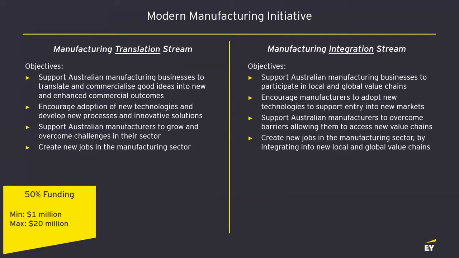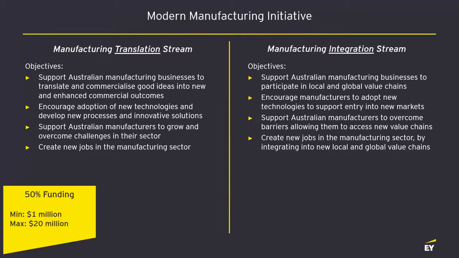So on that note, the 2 key streams worth being aware for your project pipeline is firstly the translation stream. They're looking to back manufacturing businesses in strategic projects which will increase commercialization, embrace technology, innovation, and automation. They're looking to fund areas that are trying to grow production and bring commercial outcomes to new or existing markets. The integration stream is looking to invest in projects that will increase manufacturing businesses' participation in new, local, and global value chains, again, embracing this concept of technology, innovation, and automation.